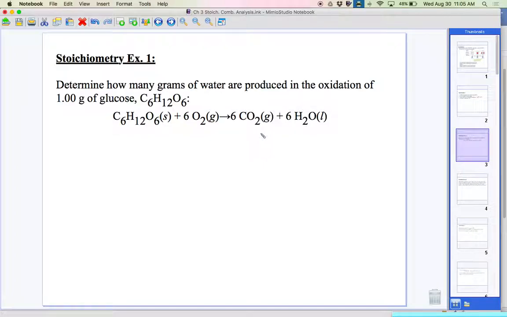One gram of glucose, and then they want to know how many grams of water. See if you can get grams of glucose to moles of glucose. That's what you're going to do first. Grams of C6H12O6 to moles. How do you go from grams to moles?